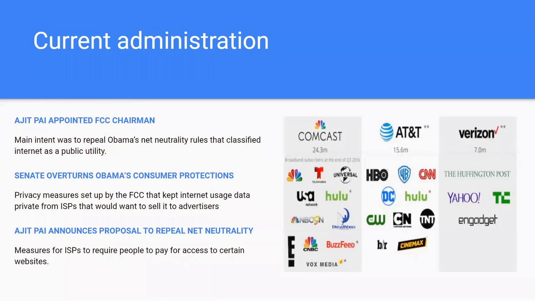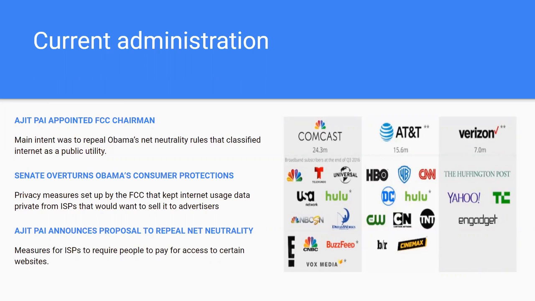In the meantime, Congress sent the White House a piece of legislation that would remove privacy measures set up by the FCC that kept internet usage data private from internet service providers that would want to compile it and sell it to advertisers. While this didn't have to do with net neutrality, it signaled the FCC's new approach to letting businesses make money off consumers in new ways.